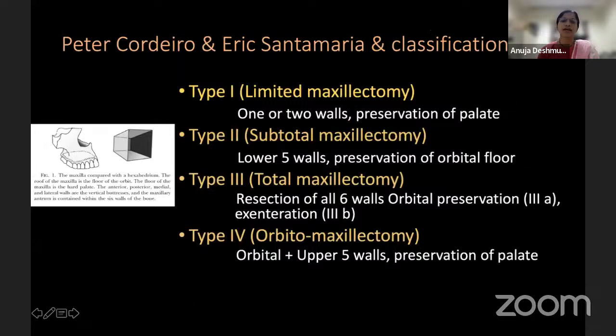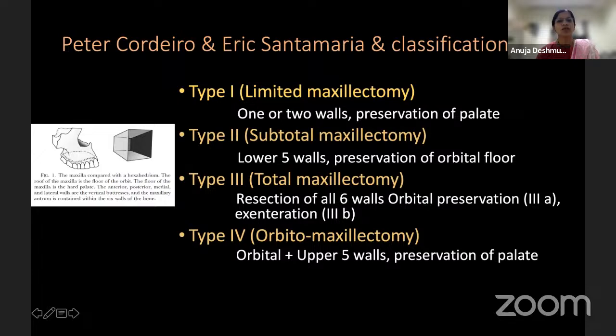But apart from that, there are many other classifications. This is the MSKCC classification, from way back in 99, where they considered the 6 walls of the maxilla: the top one, the other 4, and the bottom. The top one is the orbital plate, and this is the palate. So there are different types, divided into type 1, 2, 3, and 4.